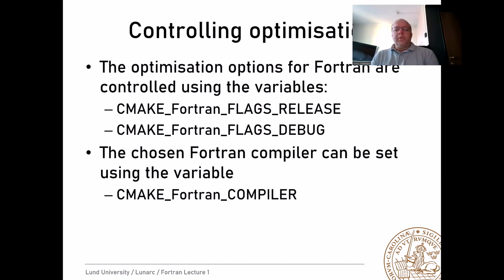You can also control optimization flags. So there are two variables, CMAKE_Fortran_FLAGS_RELEASE, the flags that are employed when you are building the release version, and FLAGS_DEBUG, the flags that are used for building the debug version. And the chosen Fortran compiler can be set using the CMAKE_Fortran_COMPILER variable. Usually, if you don't specify a compiler, it will figure out these variables automatically. But if you want to change, for example, the build flags explicitly, you can do that by changing these variables.